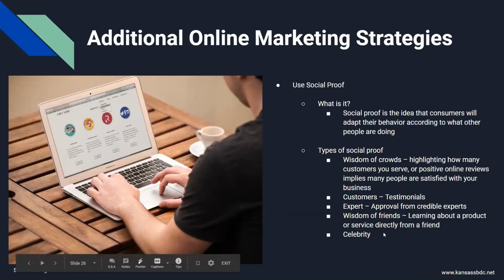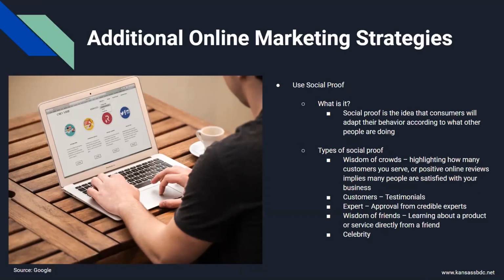Lastly, you want to use social proof. So what is social proof? It's the idea that consumers will adapt their behavior according to what other people are doing. There are several different types of social proof. There's wisdom of the crowds. This is highlighting how many customers you serve or positive online reviews that you have. This implies that many people are satisfied with your business, which can in turn pull more people into your business.